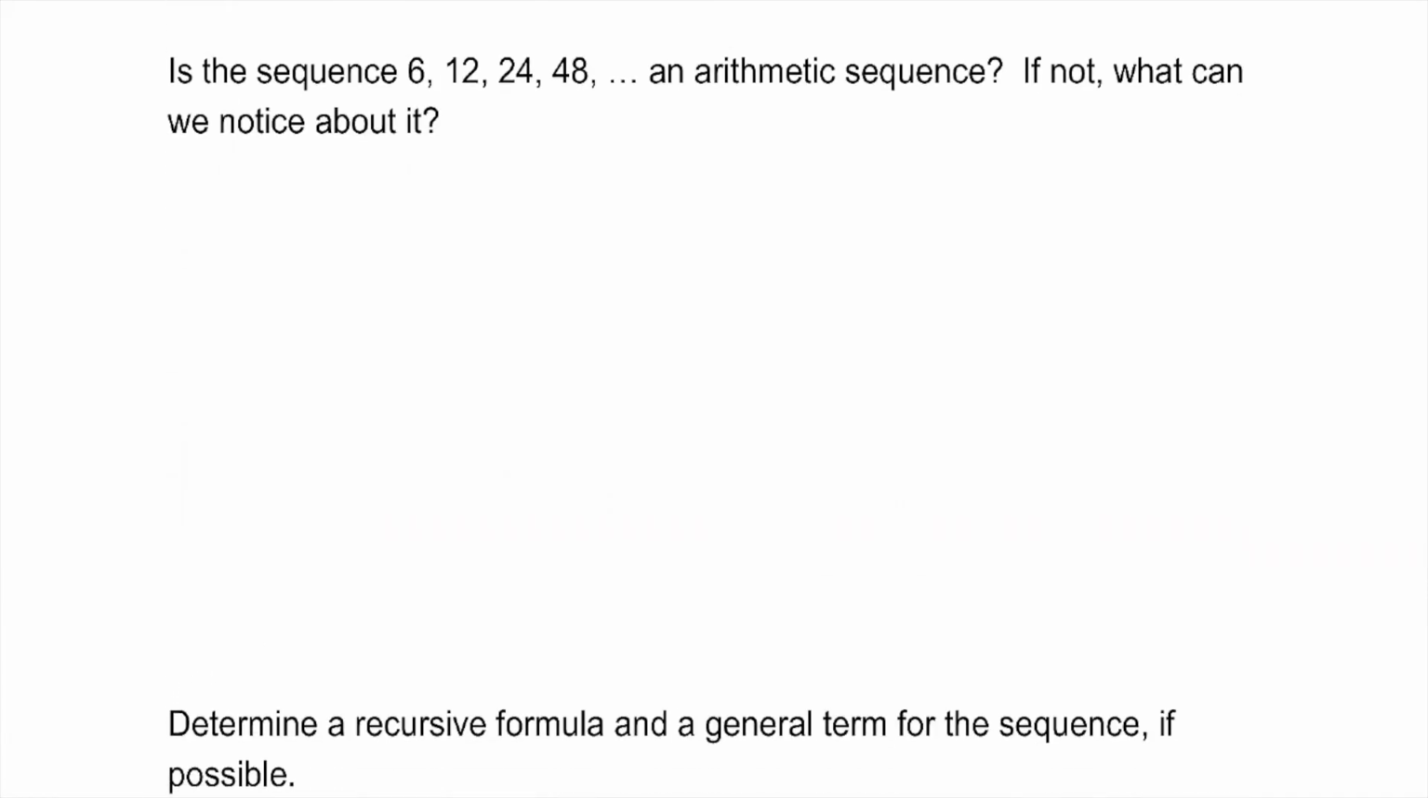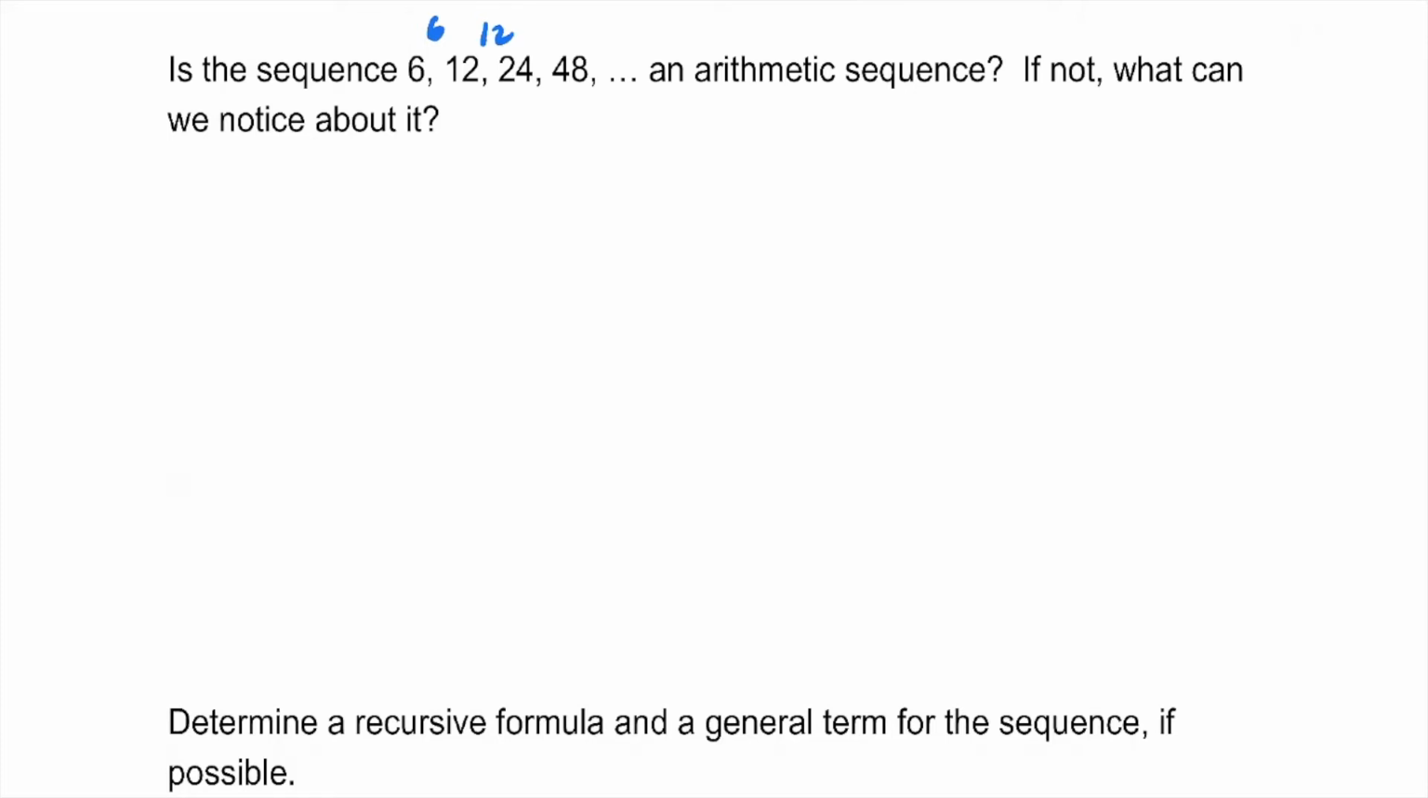So let's look at an example. In this case, we have a sequence of 6, 12, 24, 48. Is it an arithmetic sequence? Well, let's look at the differences. The difference between the first and second term is 6. The difference between the second and third term is 12. So immediately I could tell that it's not arithmetic because there's not a common difference.